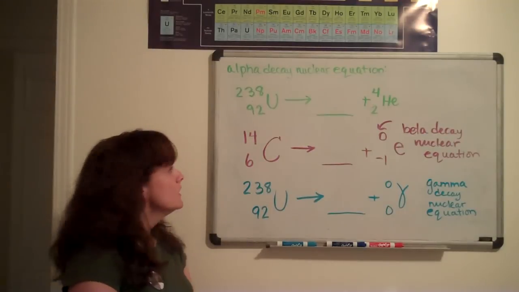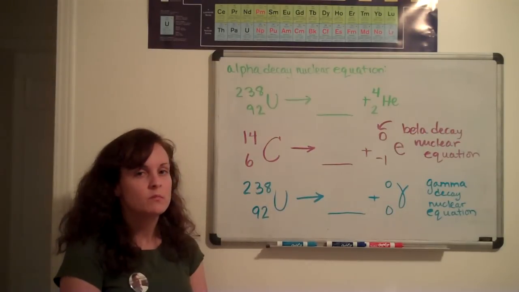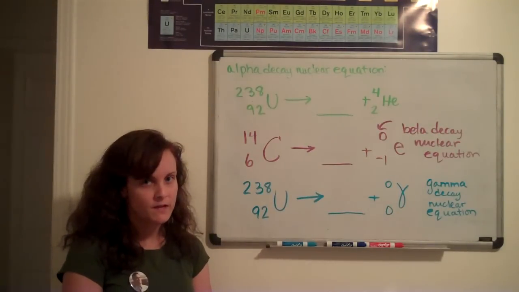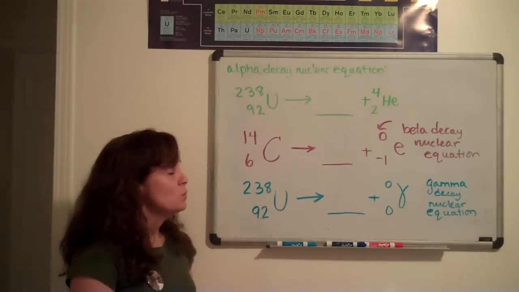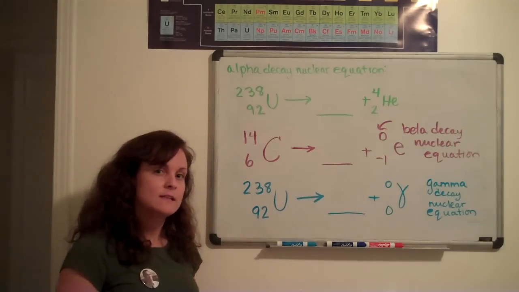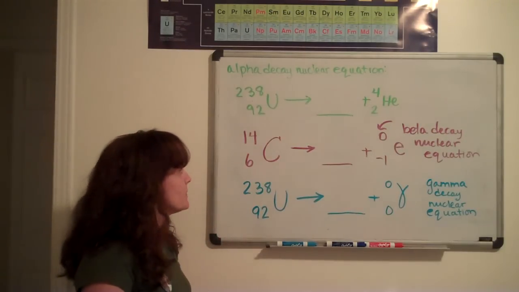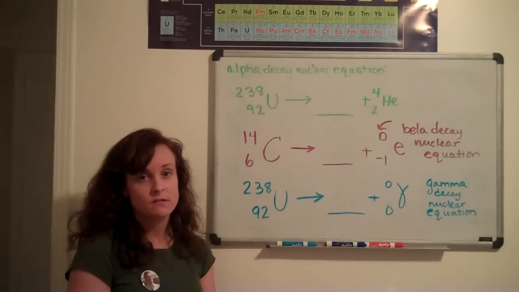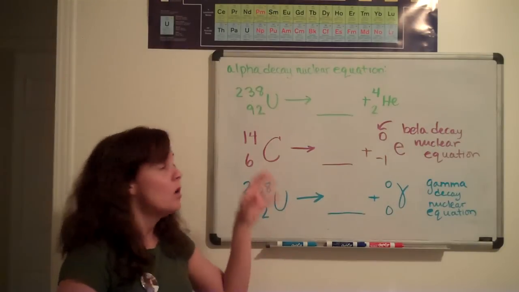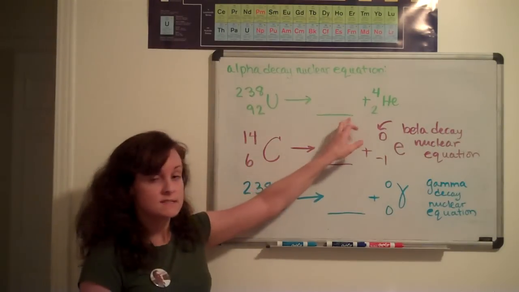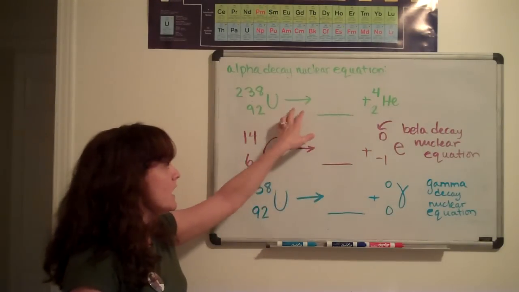Okay, I've got 3 nuclear equations written up on the board, 1 for each type of decay that we spoke about earlier: alpha, beta, and gamma decay. And we're going to learn how to balance these decay equations by looking at the numbers of the atomic mass and the atomic number on the left-hand side and on the right-hand side of the arrow.